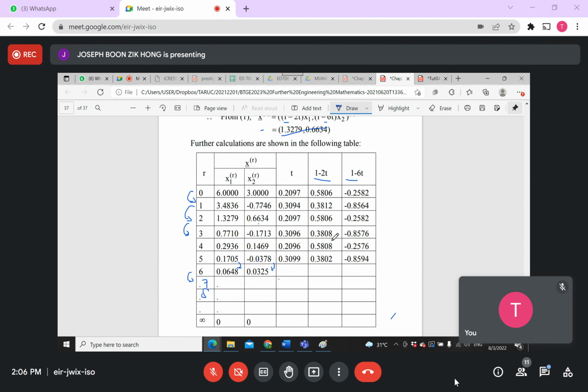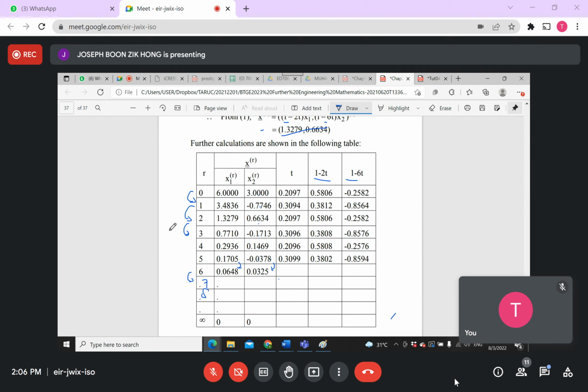In the question, you have to tell how you're going to do it. What is the formula for x of r plus 1, in terms of t? And then how you're going to get the t, and then how you're going to get the x1. After that, how you're going to get the x2 and so on.